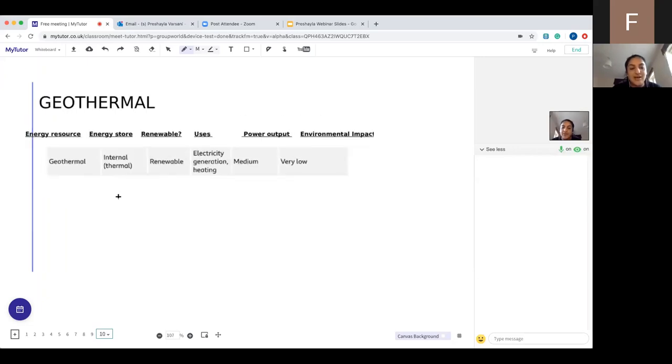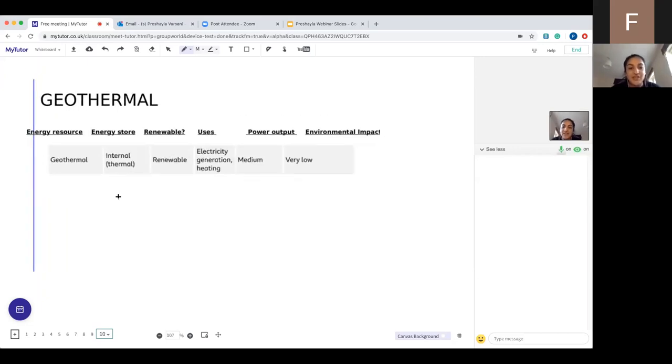Geothermal is our next one. This takes the thermal energy of the earth and harvests it and turns it into electricity or heating. It's renewable. We're always going to have thermal energy in the earth. It's a medium power output, but its environmental impact is very low. It's not so commonly used just because its power output is not that high and it can cost a lot to build.